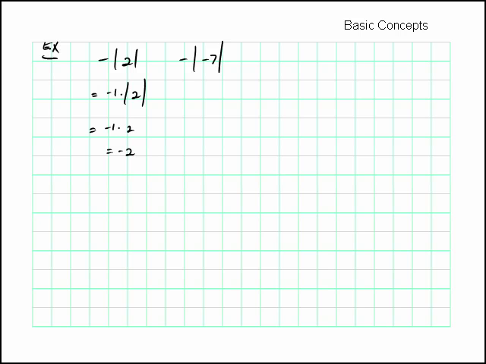Negative absolute value of negative 7. That negative sign on the outside, I'm going to write as a negative 1 again, just like I did on the previous example. Now I'm going to calculate the absolute value of negative 7, which is a positive 7. And negative 1 times a positive 7 is negative 7.